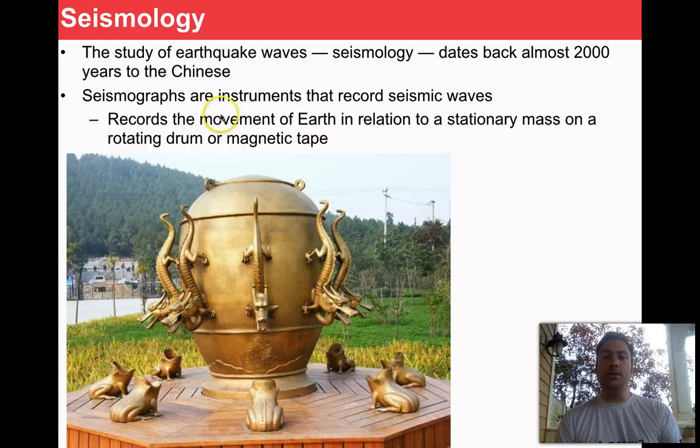So seismographs are instruments that record seismic waves, and basically it records the movement of Earth in relation to a stationary mass on a rotating drum or magnetic plate. That's how it works now. You know, the ancient Chinese, back at about the time of the Roman Empire, and even maybe before that, had already developed a primitive seismic device that could actually measure the direction that the earthquake waves were moving through the Earth.